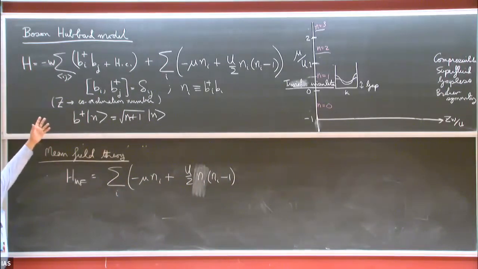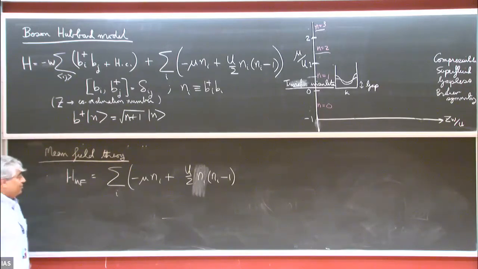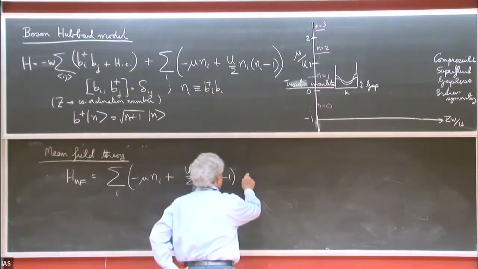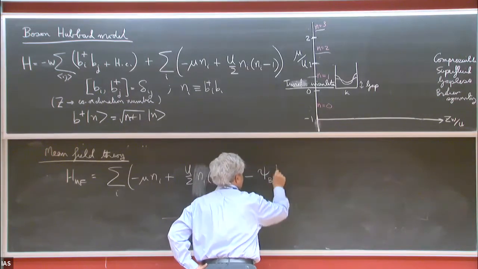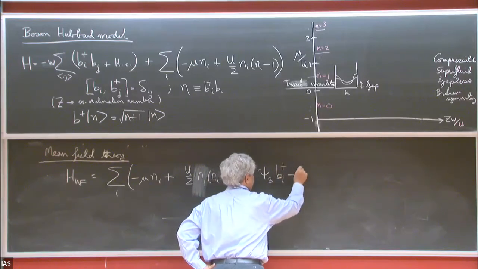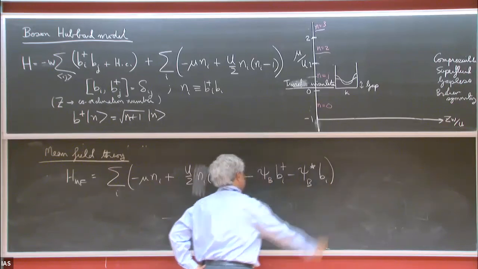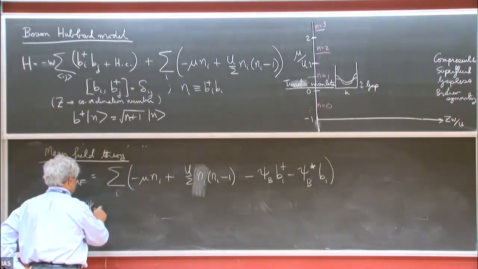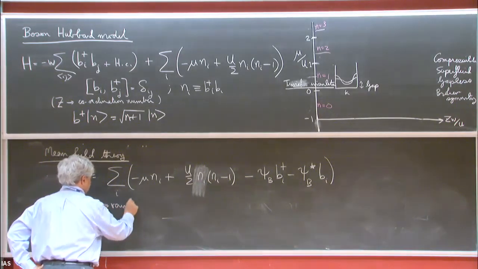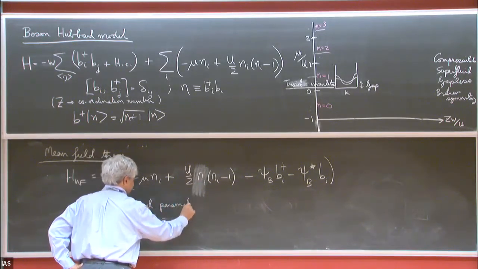And of course, the troublesome property: the first term is easy to deal with. The troublesome property of the second term was that it involved different sites. So we're not going to involve different sites. We're just going to say this is equal to something I call psi B, b_i dagger minus psi B star, where, in fact, we have only one variational parameter. It's a complex number, and in fact, the phase of it won't matter.